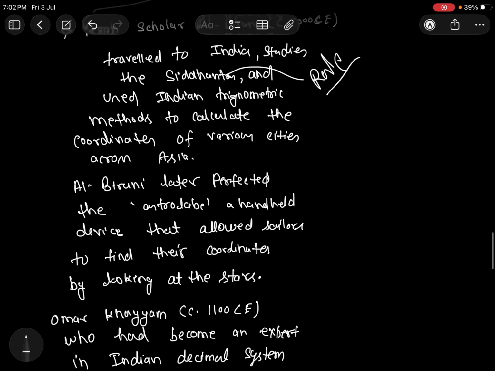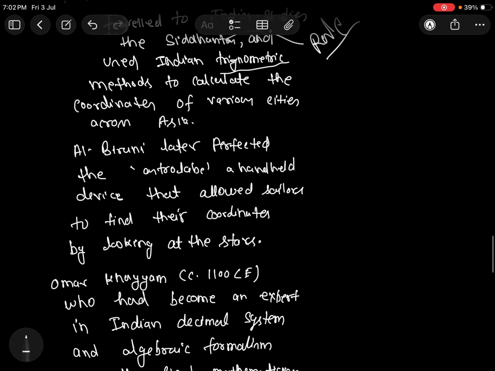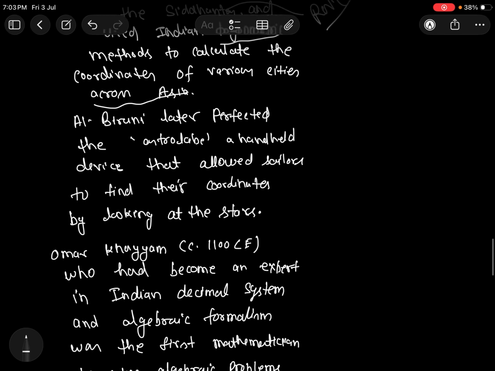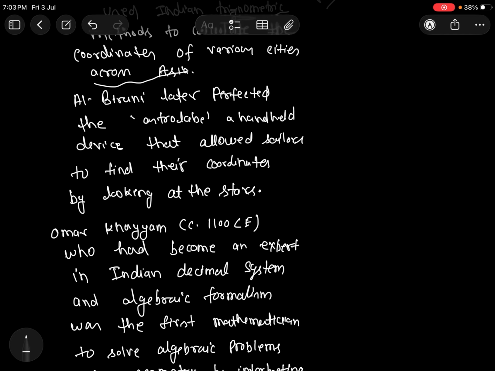So he used the Siddhanta and trigonometry method to calculate the coordinates of various cities across Asia. Al-Biruni later perfected the astrolabe, a handheld device that allows sailors to find their location. He also perfected this device, which was used by sailors for what? For locating their coordinates by looking at the stars.